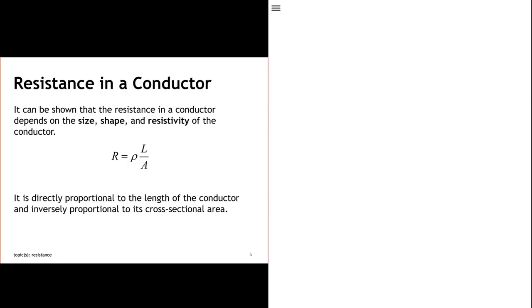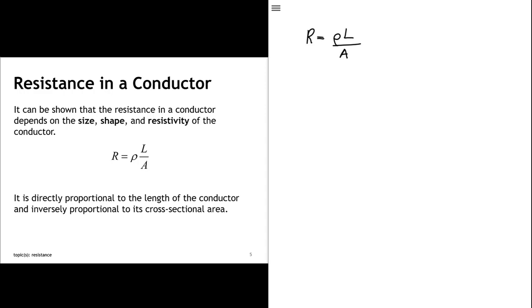It can be shown that the resistance in a conductor depends on the size, shape, and resistivity of the conductor, given by this Greek letter rho, which we are going to use to represent the resistivity of the conductor, times L, the distance in which the charge carrier moves through the conductor, divided by A, the cross-sectional area through which a charge carrier moves. So here we see that resistance is directly proportional to the length of the conductor and inversely proportional to its cross-sectional area.